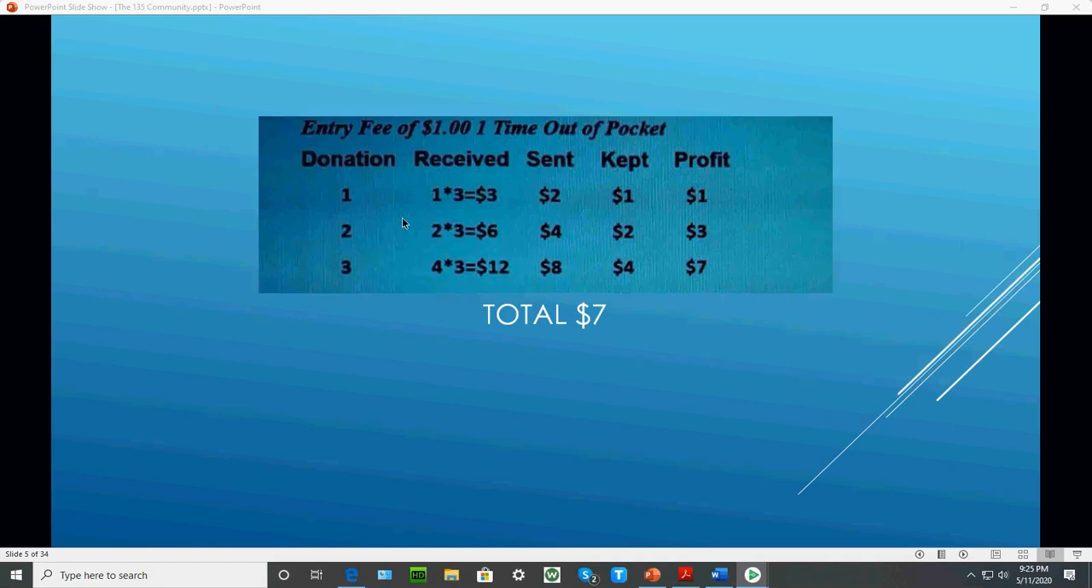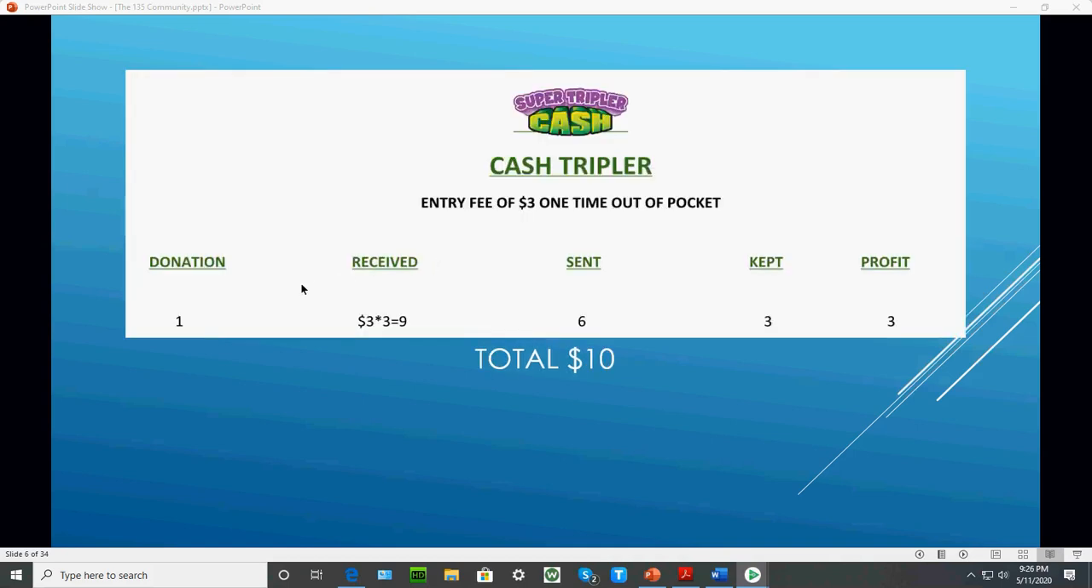In donation day 3, in the $1 process, the 3 people are now going to donate to you $4 each. That's a total of $12 that you will take in. Out of that $12, you're going to take $8 and donate that to the person that invited you. You're going to keep $4 for yourself. That's a total of $7 that you've taken in just in the $1 process. Okay? So now, the third donation day in the $1 process becomes the first donation day in the cash tripler.